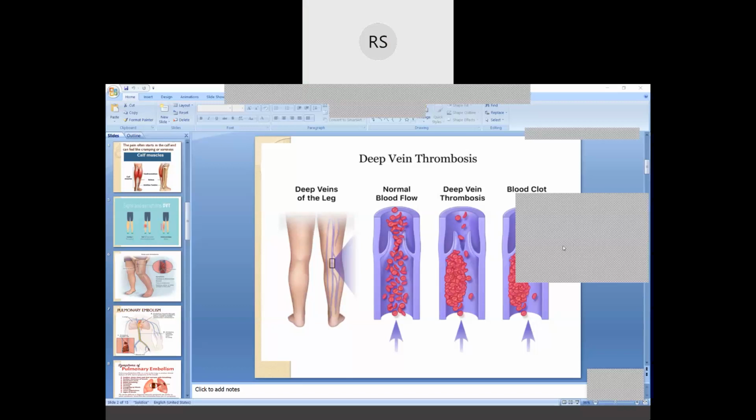What happened? Rashmi Sonowal? Yes, Rashmi? Please continue with the risk factors. Smoking, heart failure, cancer, stroke, obesity. Okay, very good.